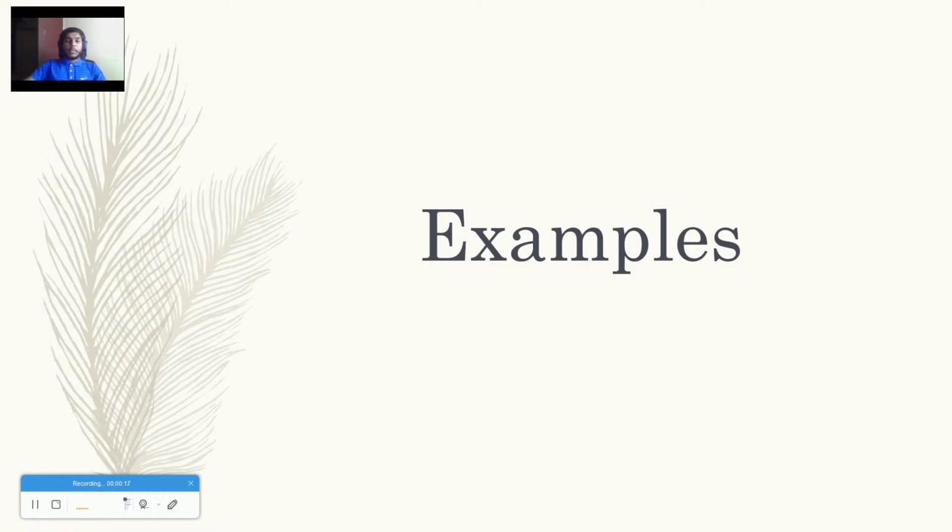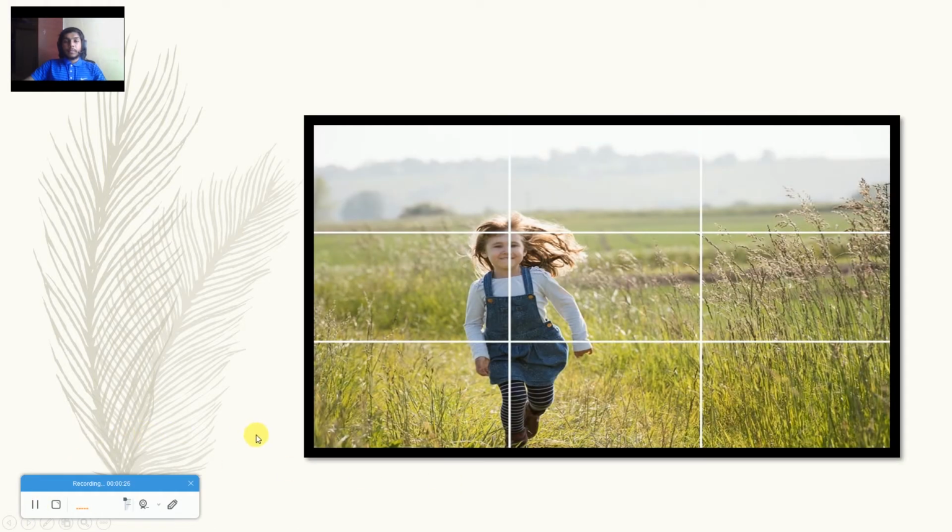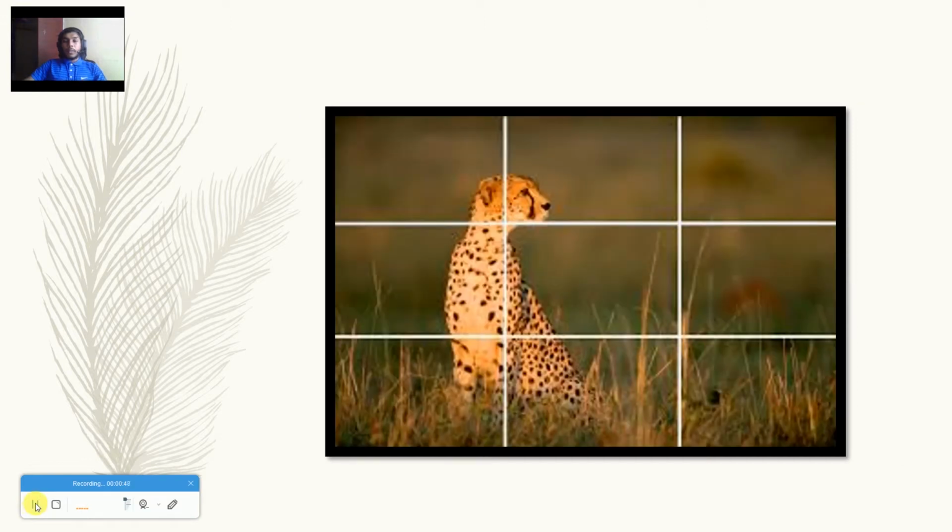Next, I would like to show you some examples of photographs in which rule of third is applied. As you can see, the subject is placed on the grid lines and two intersecting points, and there is headroom and also there is looking room, which makes this picture more creative and attractive. The same concept applies for the next two examples.